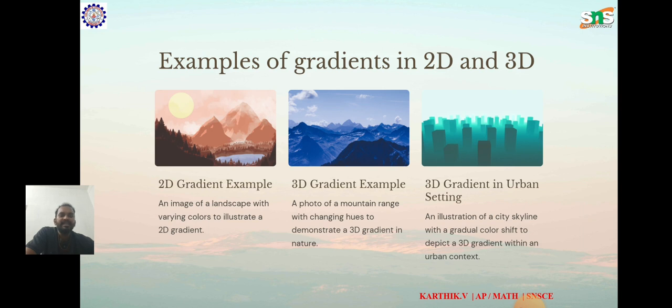Let us take the second and third examples, that is, the 3D gradient. For the 3D gradient, consider the scalar field g of x comma y comma z equal to x squared plus y squared plus z squared. Then the gradient del g equal to 2x comma 2y comma 2z. Similar to the 2D case, at any point x, y, z in 3D space, the gradient vector points in the direction of the steepest increase of g, and its magnitude represents the rate of change of g in that direction.